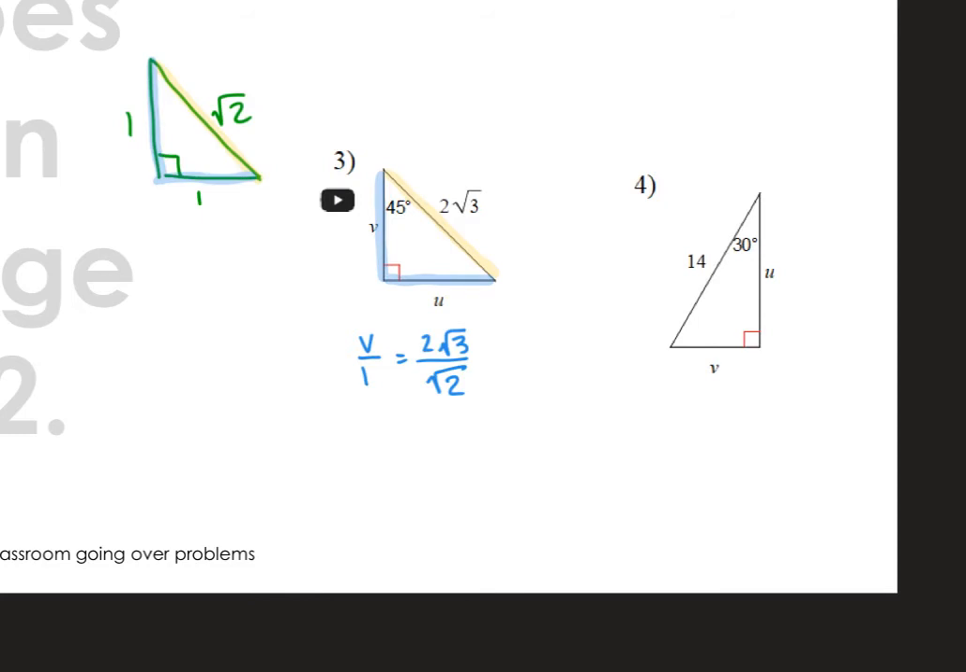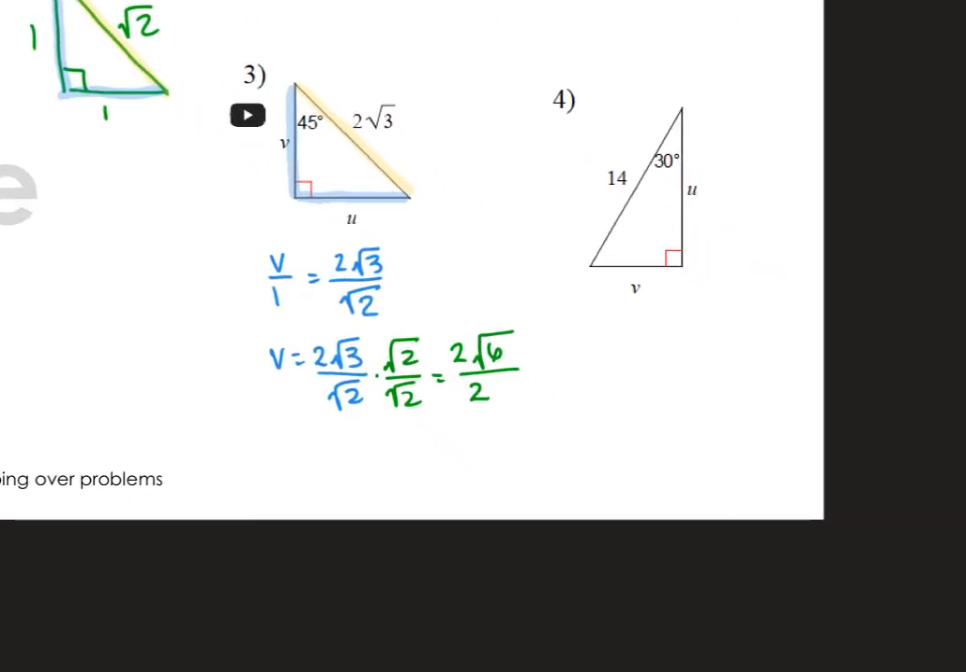Okay, from here, I already have v by itself, but I do have a radical in the denominator, so I need to rationalize. So I'm going to take my big 1. So I have 2 square root 3, and remember we can multiply. Square root of 6 over square root of 2 times square root of 2 is just 2. And then lastly, these cancel out, so that gives me v equals square root of 6. And then since the legs are congruent, that means u also equals the square root of 6.